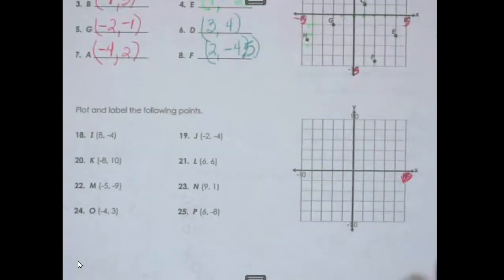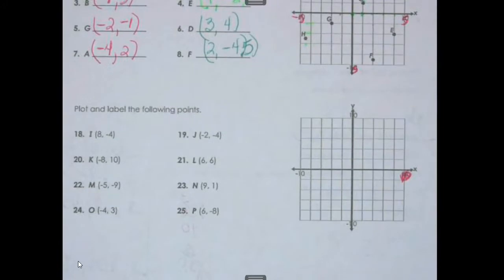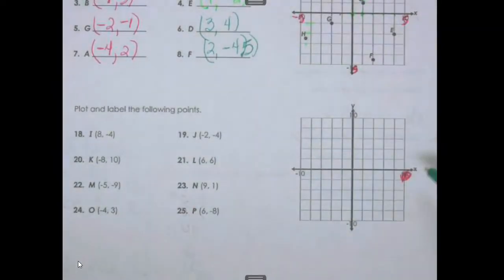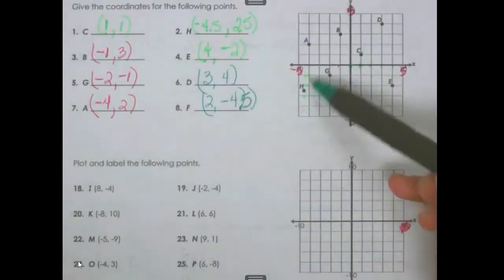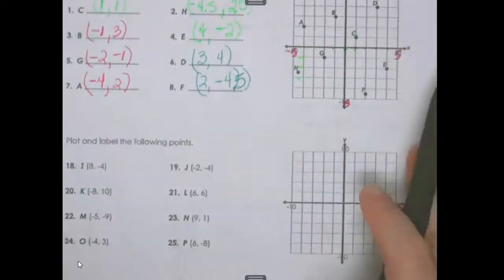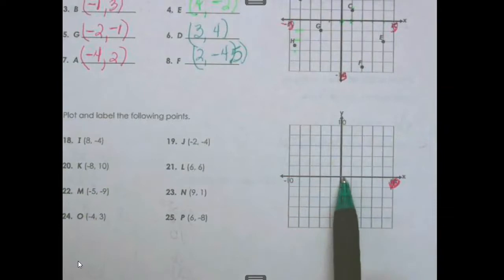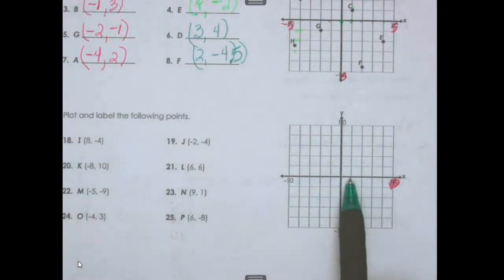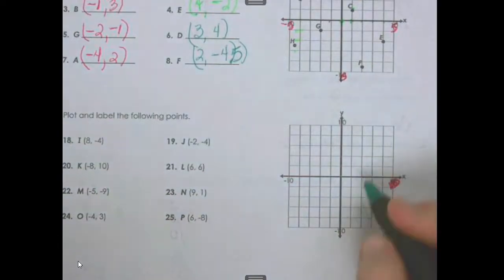So now, I want you to notice on the next graph, it does have 10, -10, -10, and 10. I changed the first ones because I want you to see where a half would go. So now let's look at these. If there's 5 lines between these, and this is 10, what is each line? 2. So this would be 2, 4, 6, 8, 10.